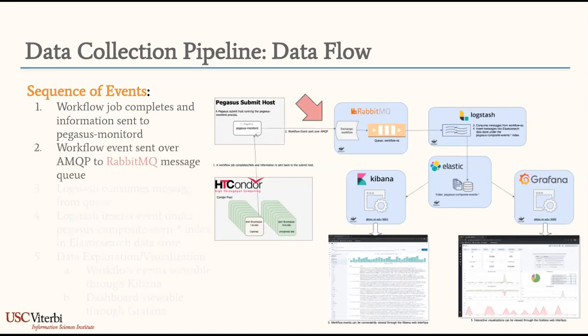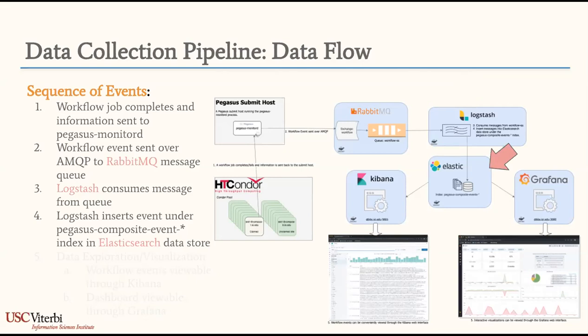Pegasus Monitord sends that information over AMQP, the Advanced Message Queuing Protocol, to a RabbitMQ instance. The message goes through an exchange, and then it is sent to a single queue to be consumed. Logstash is the next step. It consumes a message from the queue and then inserts the data into an Elasticsearch instance under an index that we've called pegasus-composite-event-star. An Elasticsearch index is just a collection of documents that are related to each other.